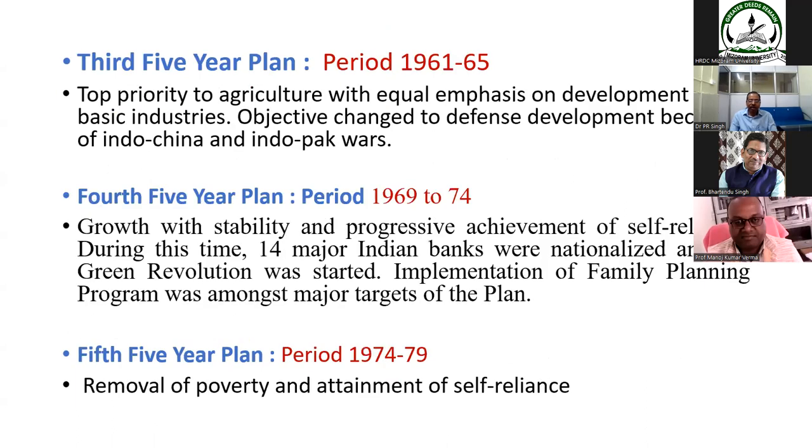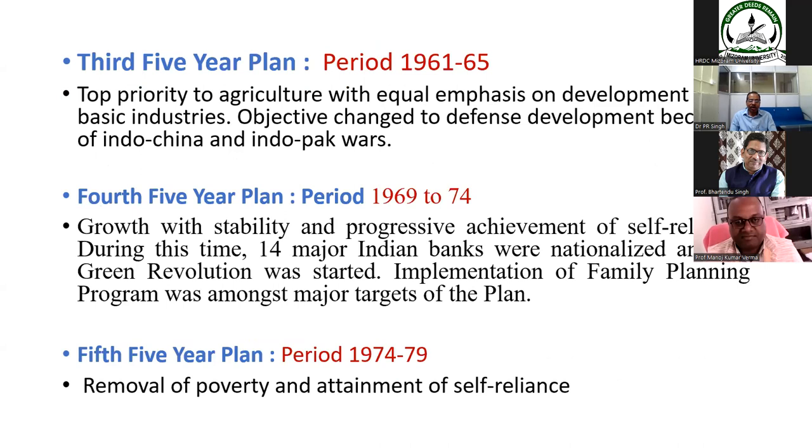In the third 5-year plan, what happened? The top priority was agriculture. After that, developing the basic infrastructure for the industries. But at that time, in the 1960s, we were suffering from the Indo-China and Indo-Pak wars. It means our funds were not sufficient. We did not achieve the targets of the five-year plan.